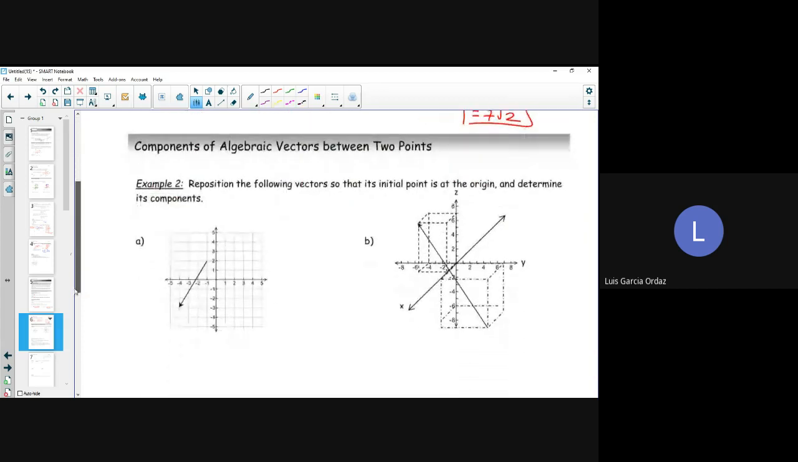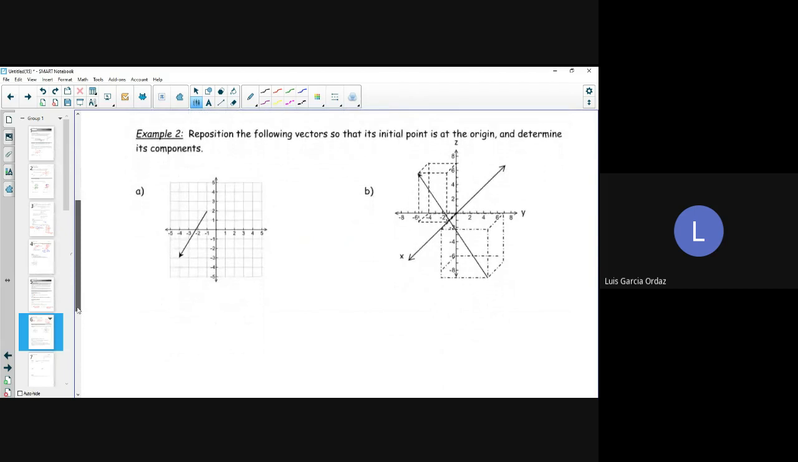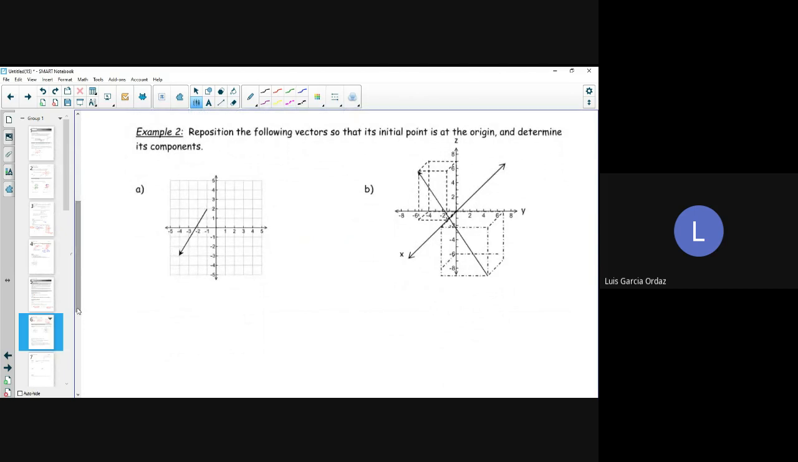So now we need to find the components of algebraic vectors between 2 points. Reposition the following vector so that its initial point is at the origin and determine its components. Okay, so you have my vector, where P is the tail and Q is the head. I need to start these all at the origin. This is going to be O. I need vector OP, and I need vector OQ.